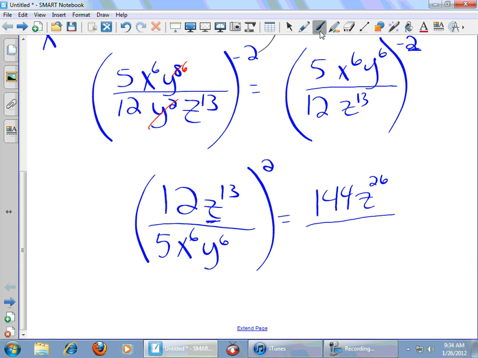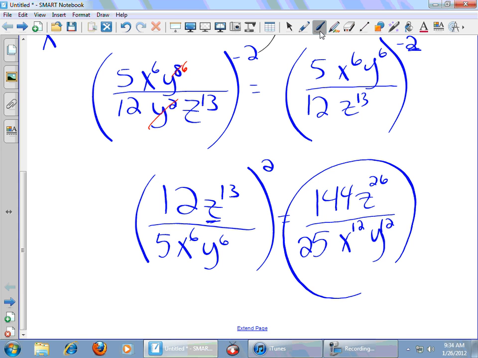Okay, the denominator, 5 to the second power, 5 times 5 is 25. And x to the 6 times x to the 6 would be x to the 12th. And then y to the 6 times y to the 6 would be y to the 12th. And there you go. And that fraction cannot be simplified any further because I did all my simplifying first.